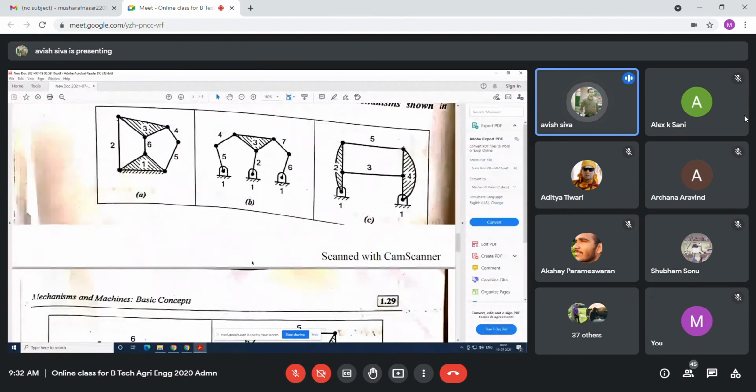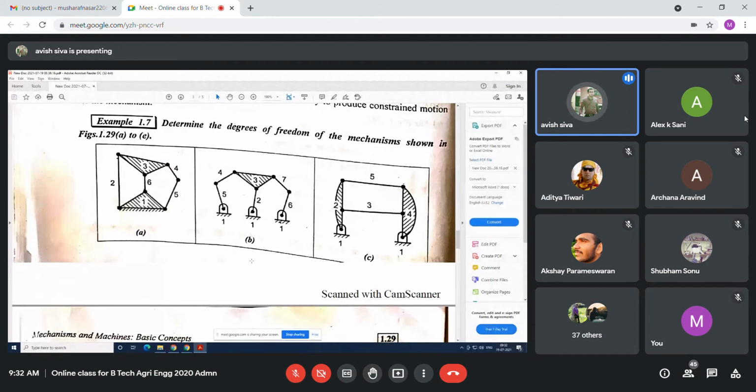Then next section is, I hope this was the question given. Determine the degrees of freedom in the mechanism shown in the figure A to E. Right? Isn't this the question that was given afterwards?